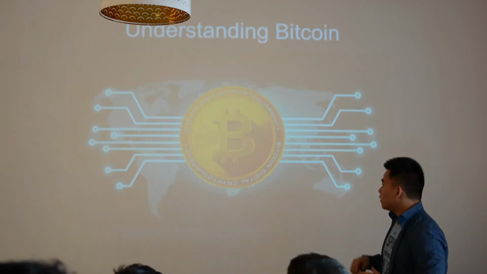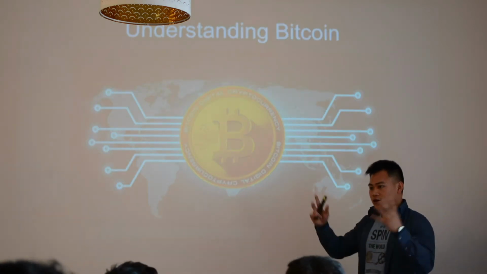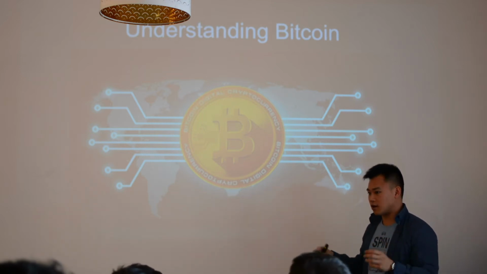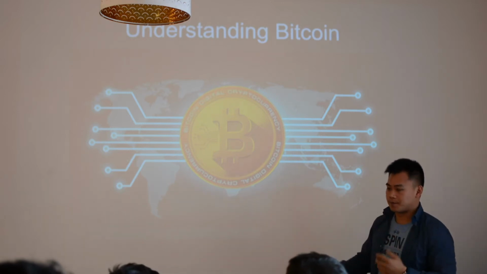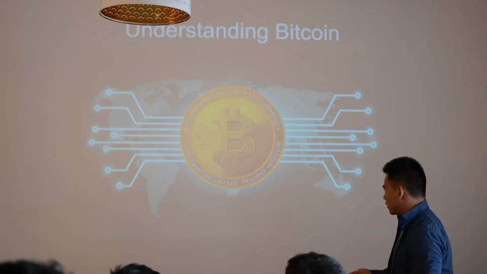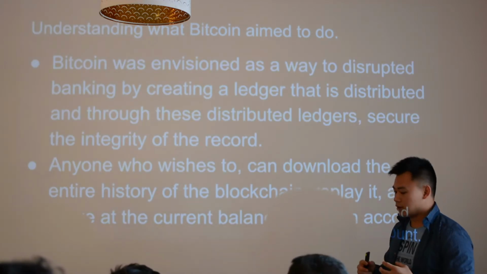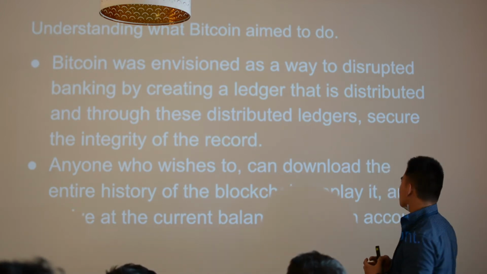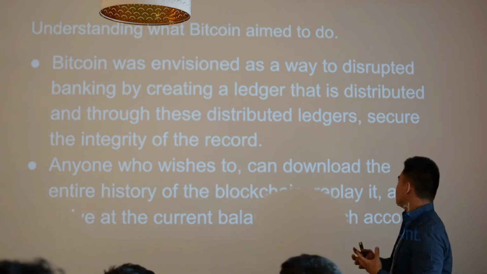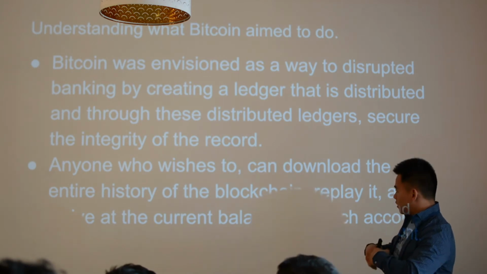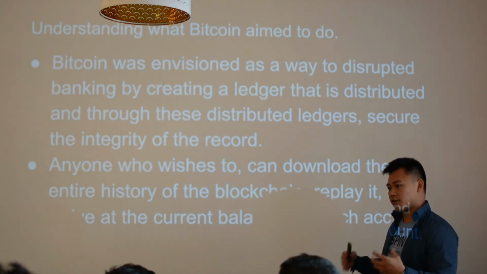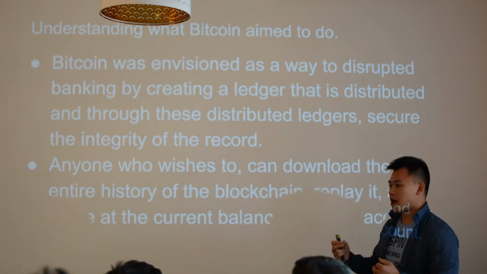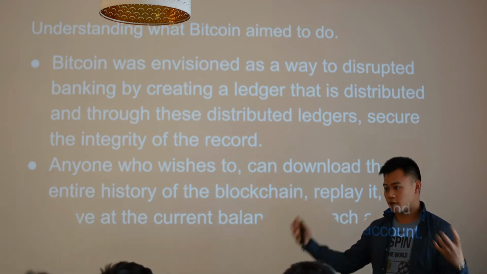So there we go. Before we even understand what EOS is, we have to understand the two projects that really influenced what EOS wanted to do. One of them is Bitcoin. I want to go a little bit into what Bitcoin aims to do. Bitcoin was a vision as a way to disrupt banking by creating a ledger that is distributed, kept by anyone that has a Bitcoin node, and secured in its integrity by having this record distributed to everyone.